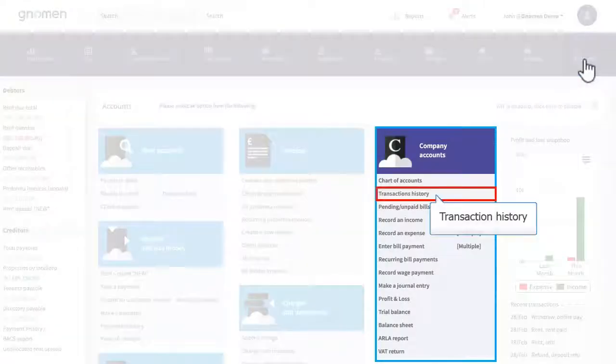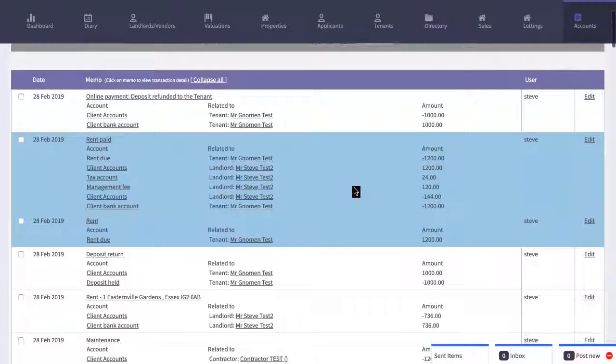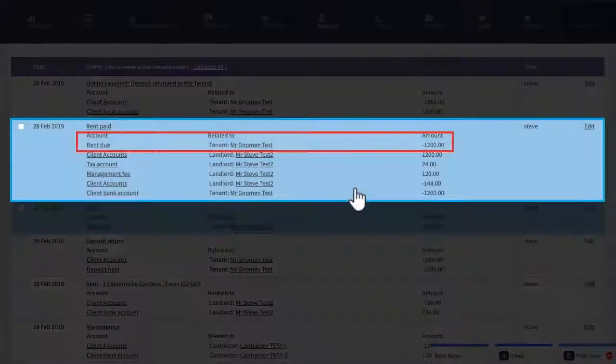Now let's go to the transaction history. This section lets you see an audit trail of every transaction that's been posted in the system. Now if we click to expand all, we can see the composition of each transaction.